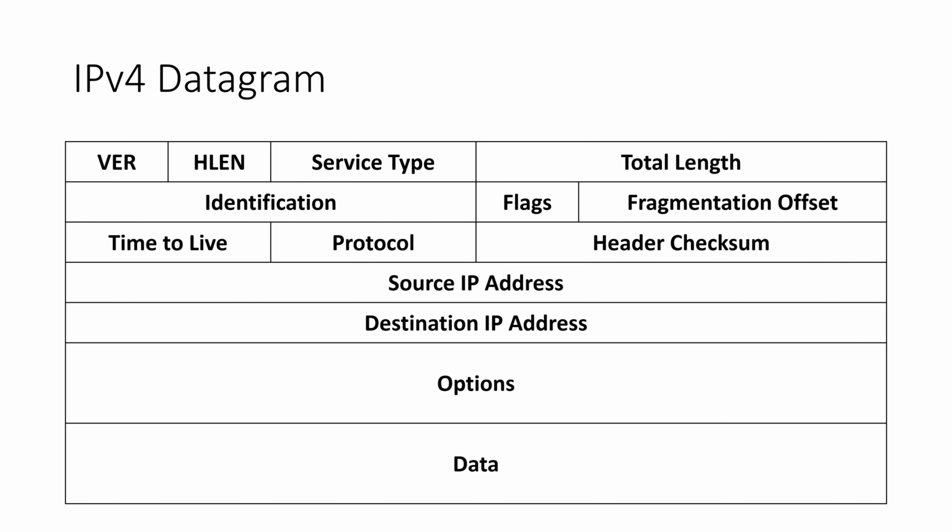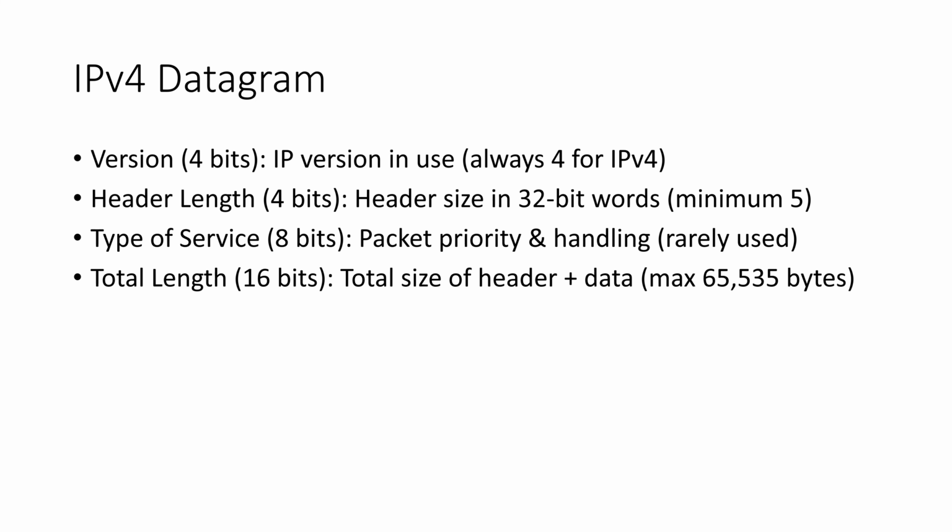We'll now break down the header piece by piece so you can see what each part does and why it matters. Let's begin with the first four fields. Version specifies the IP version. For IPv4, this value is always 4. Header length indicates the length of the IP header in 32-bit words, and the minimum value is 5, which means 5 times 4 is 20 bytes when no options are present.